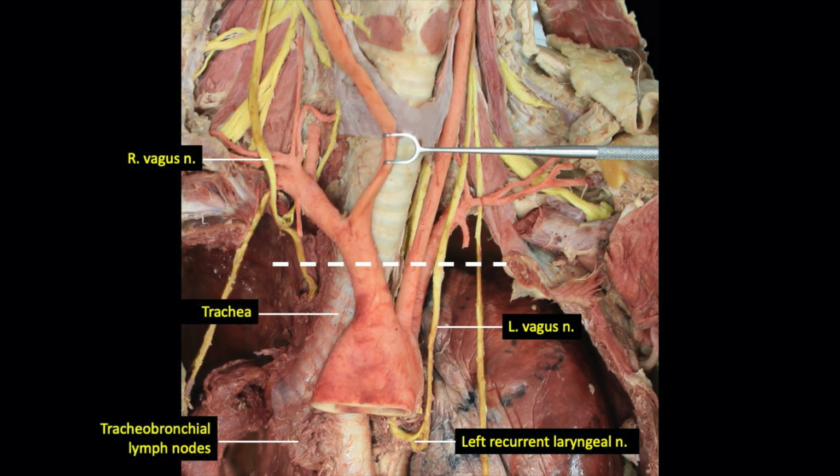This image also demonstrates a fourth plane of structures in the superior mediastinum, which is represented by the viscera. In this plane, we find the trachea and the tracheobronchial lymph nodes. Anatomically speaking, the primary bronchi are not in the mediastinum. Finally, in this image, note the left recurrent laryngeal nerve again, just to the left of the trachea, on its way to the larynx.